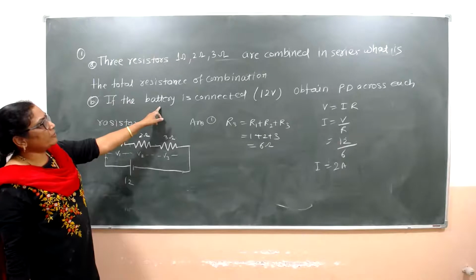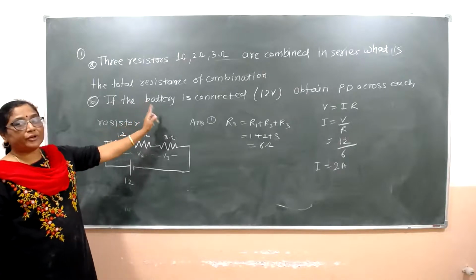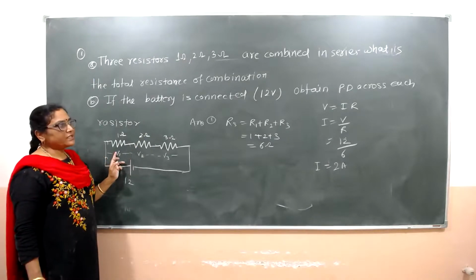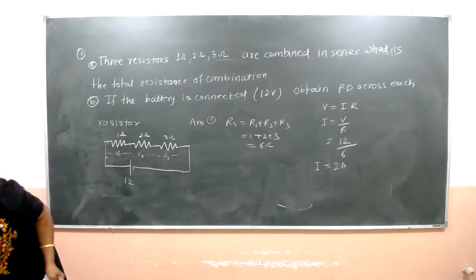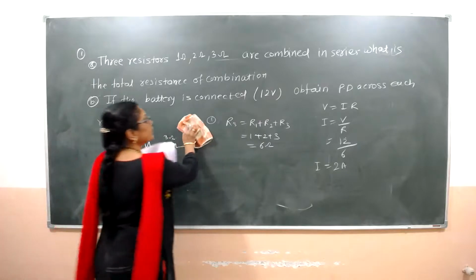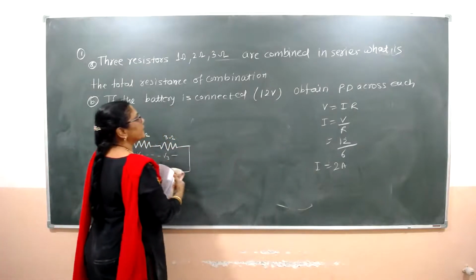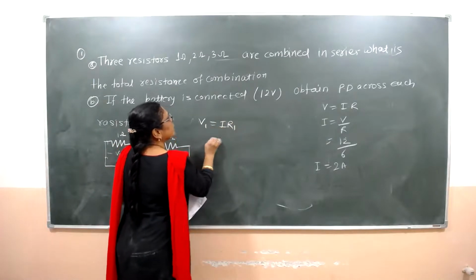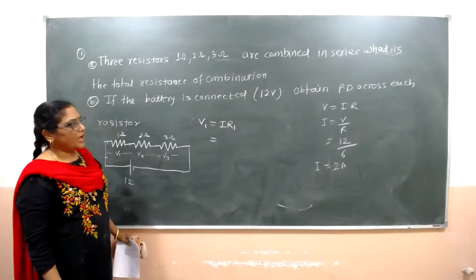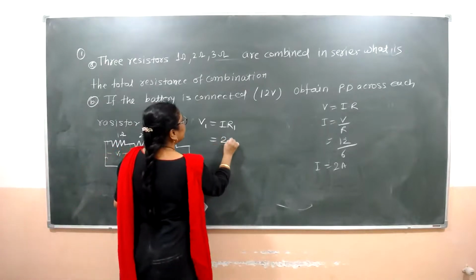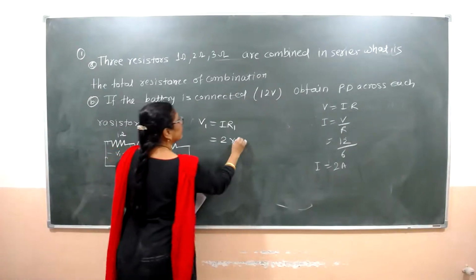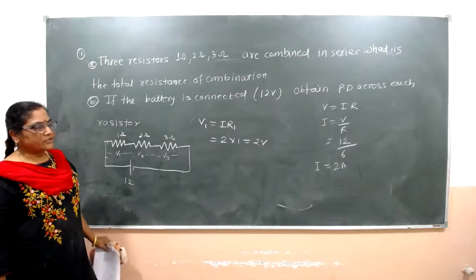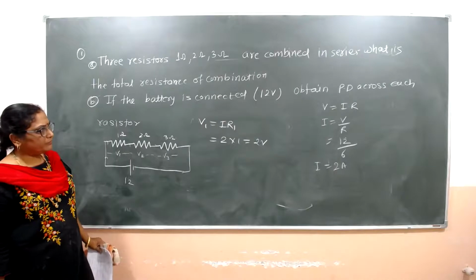Then find out the potential difference across each resistor, with the battery connected. What is the related formula? V is equal to I into R. So for the second part, V1 is equal to I into R1. Current is same in the series combination. I is 2 into resistance. What is the resistance here? R1 is equal to 1, so V1 is equal to 2. The voltage across the first resistance is 2.